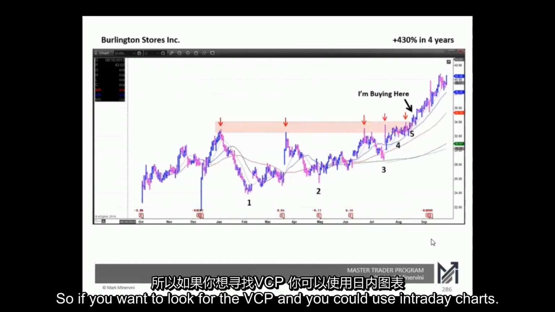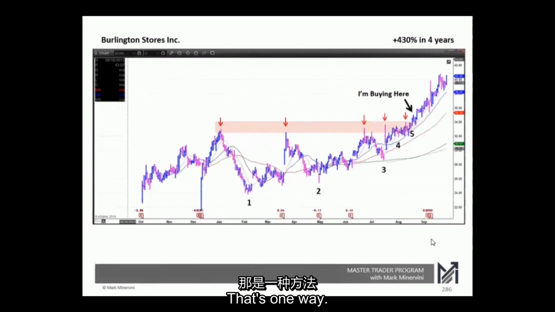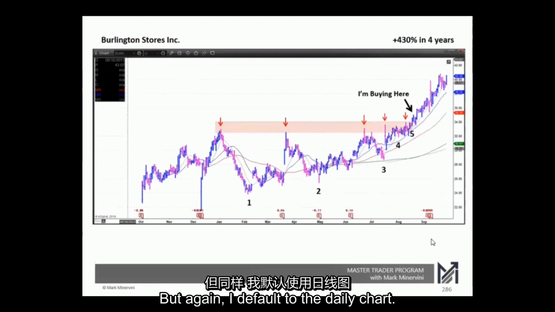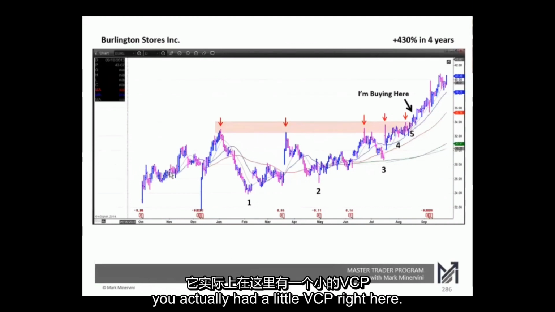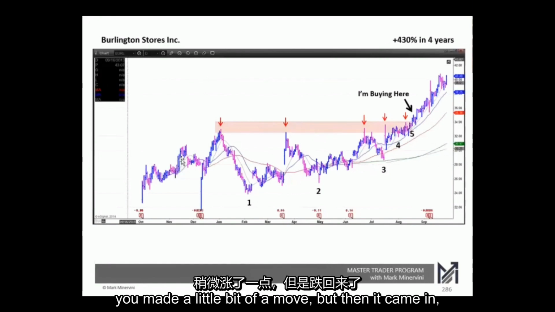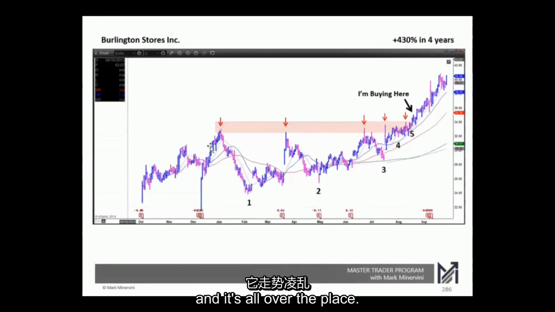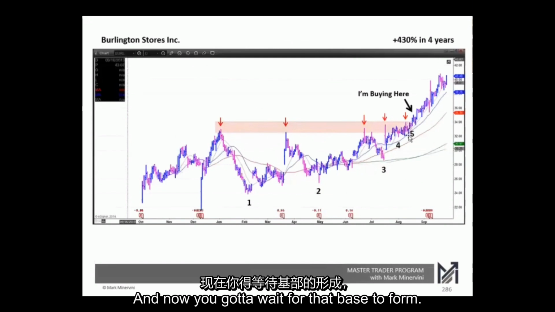I mean, you could use intraday charts. That's one way. But again, I default to the daily charts. Right here, you can see on Burlington, you actually had a little VCP right here, and you broke out. You made a little bit of a move, but then it came in and it's all over the place. And now you got to wait for that base to form.